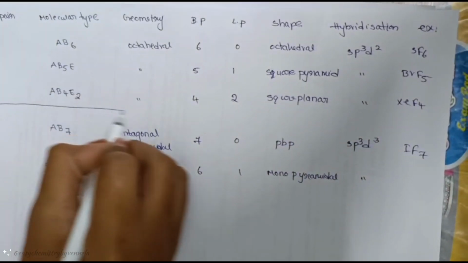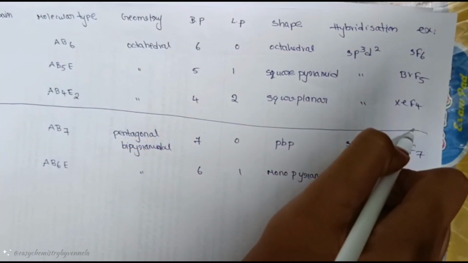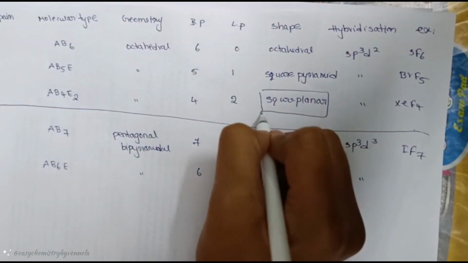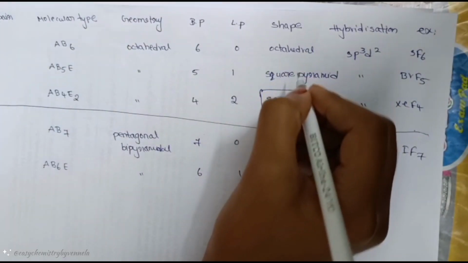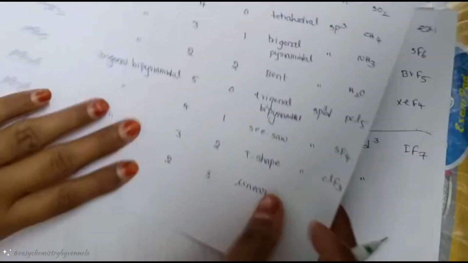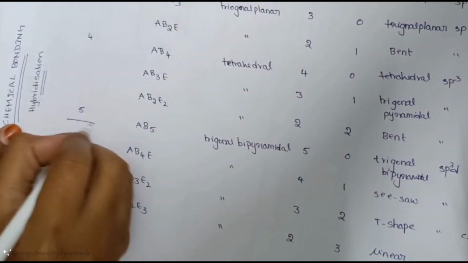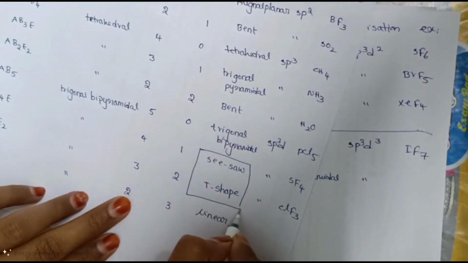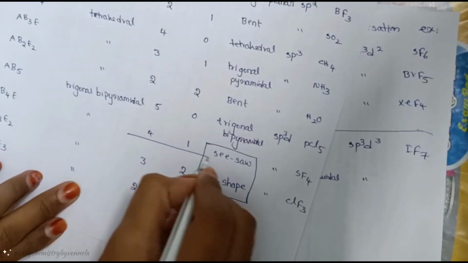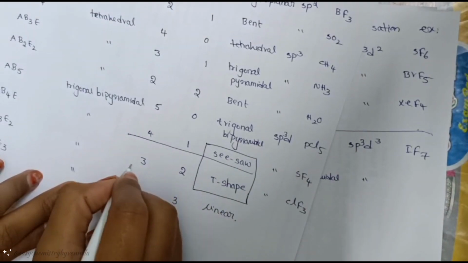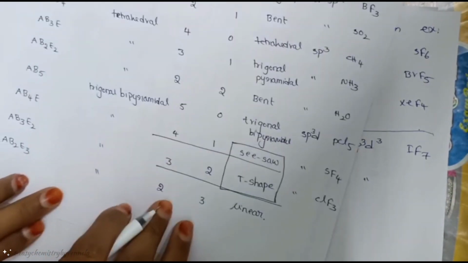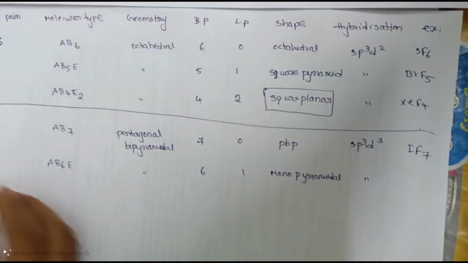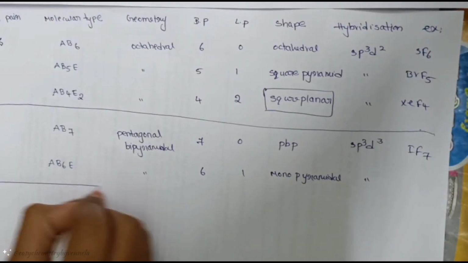So up to here is very important for the NEET exam. Mainly they are asking square planar shape, and in number of pairs 5, these two are very important shapes: with 4 bond pairs 1 lone pair seesaw, and 3 bond pairs 2 lone pairs T shape. Very important for the NEET exam. If anyone is preparing for CSIR NET, for those people also read up to here.